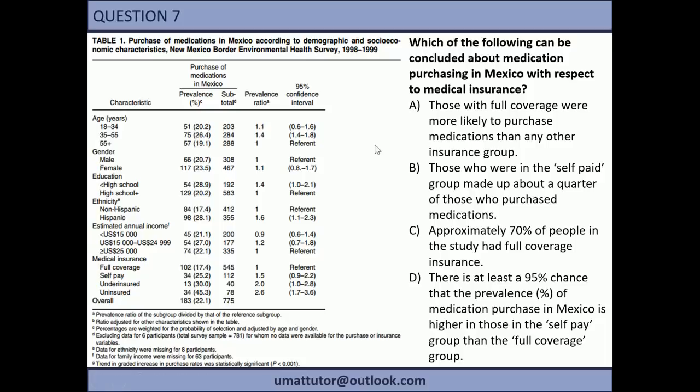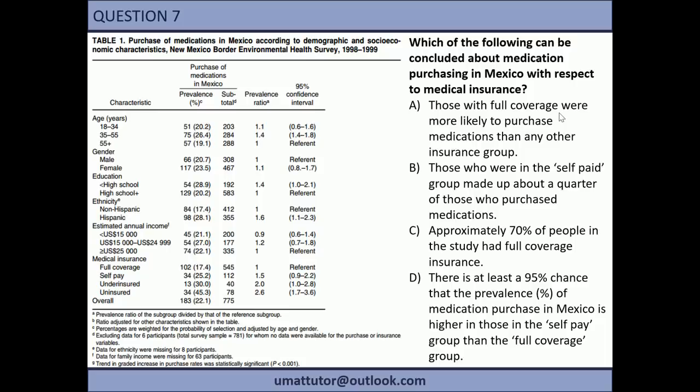Option A, those with full coverage were more likely to purchase medications than any other insurance group. This may seem tempting because if we go through the medical insurance groups here, the group with the highest number of people purchasing medications is the full coverage group. But remember, the wording of option A is the group which is more likely. So it's a function of the total number of people as well. It's a percentage, in other words, that we need to find.